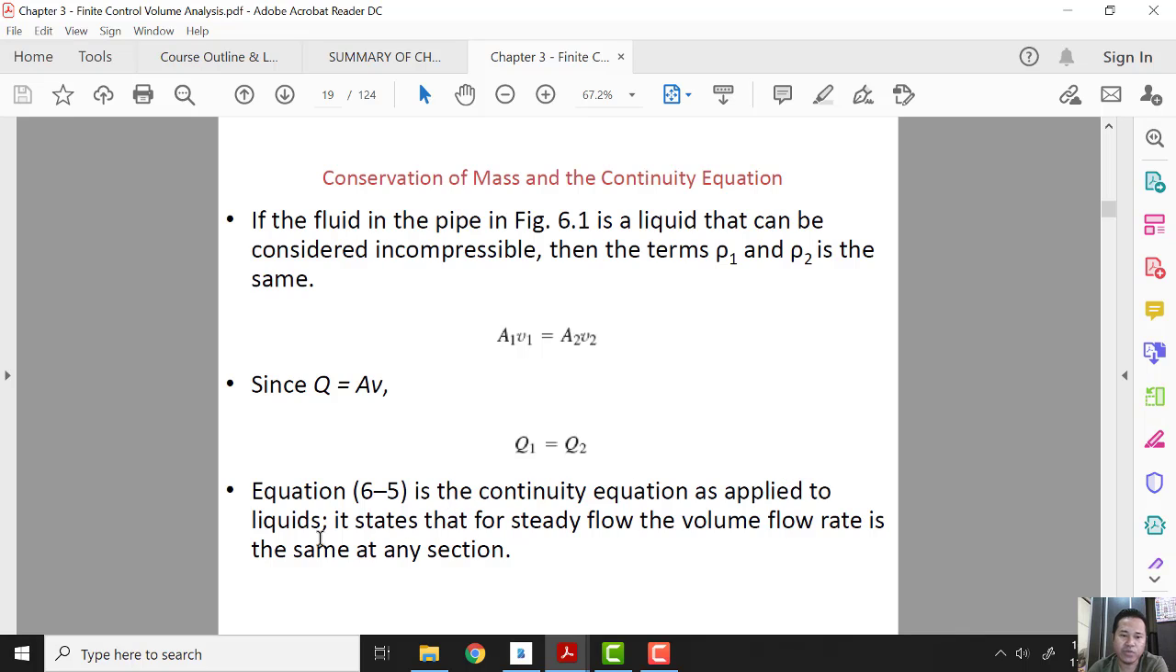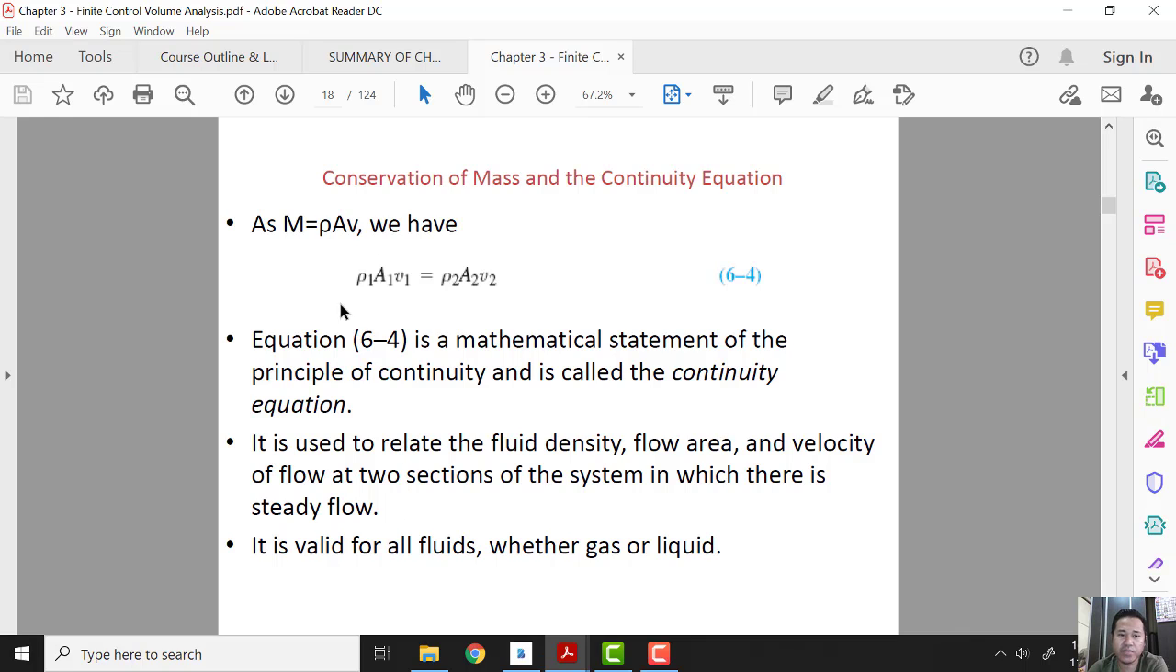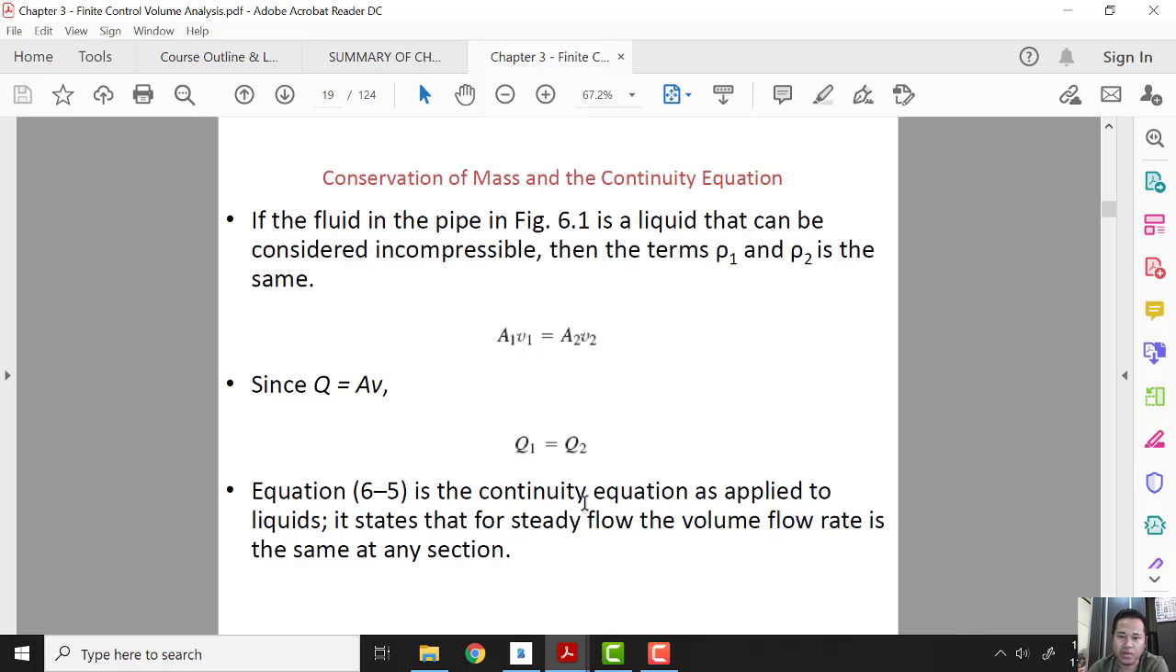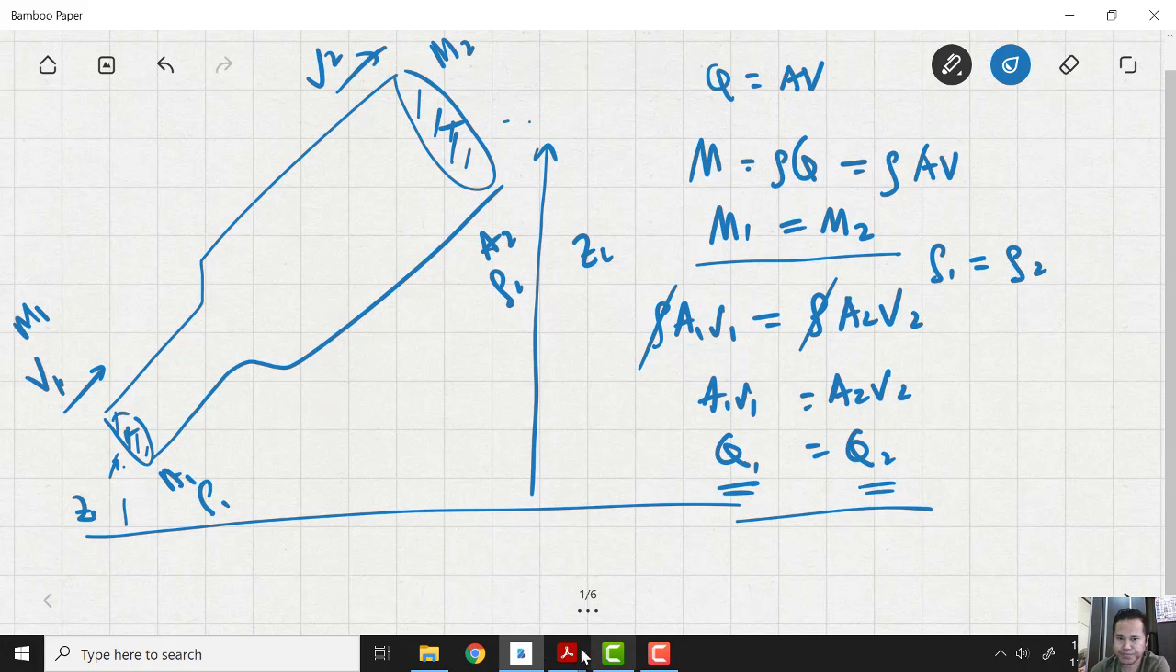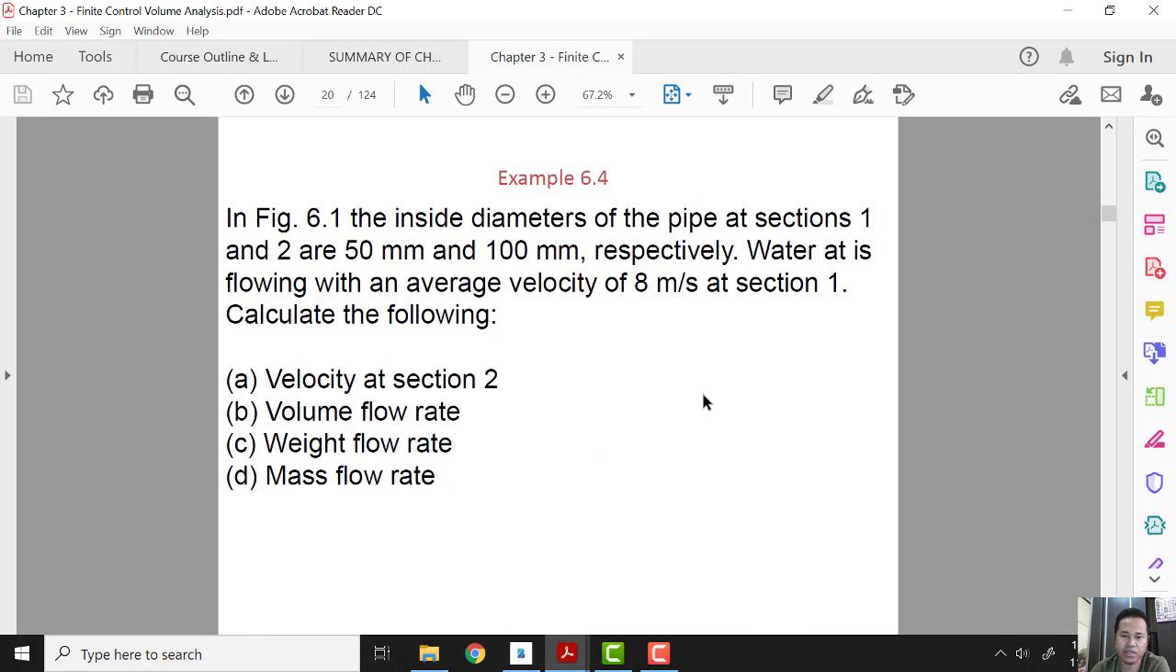This applies to liquid only, because if you're dealing with gas, the density can be compressed. Density of gas is compressible, so you cannot use Q1 equal to Q2. This only applies to liquid, for steady flow. The volume flow rate is the same at any section. So we know m dot is the same at point 1 and point 2, so Q is also the same at point 1 and point 2. So we have a second equation.